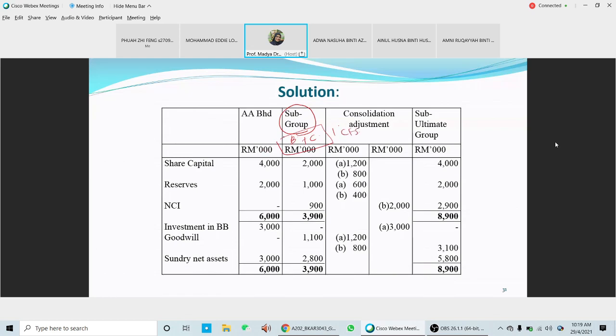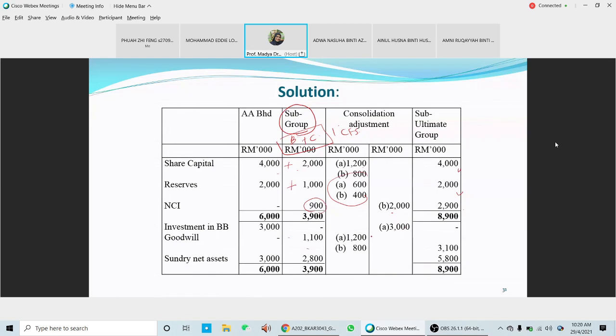Now we're going to combine with A. AB here is from the journal entry. So at the end, we're going to add these two figures, and then minus this, and then we're going to have 4. The same thing with the reserve, add this, and then minus this figure. So we're going to have 2. NCI here is 900. 900 plus another 2 from journal entry B from the NCI portion. Now the value of NCI becomes 2.9. Investments here will be 0.